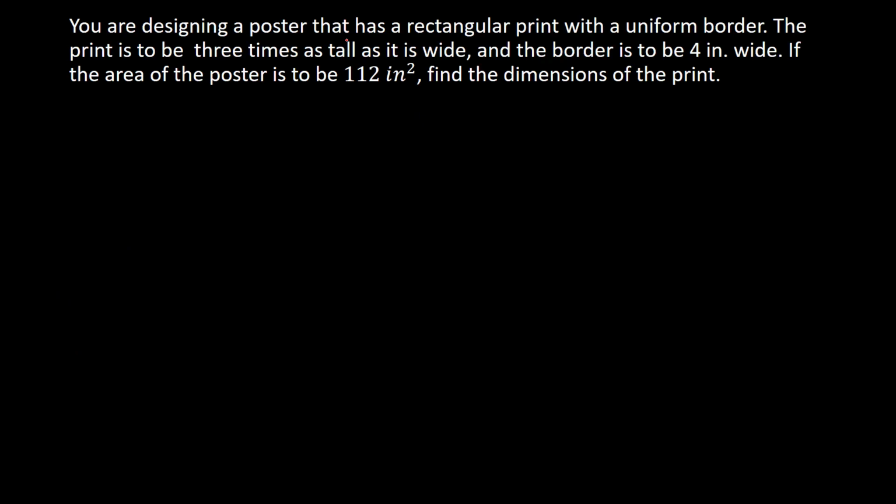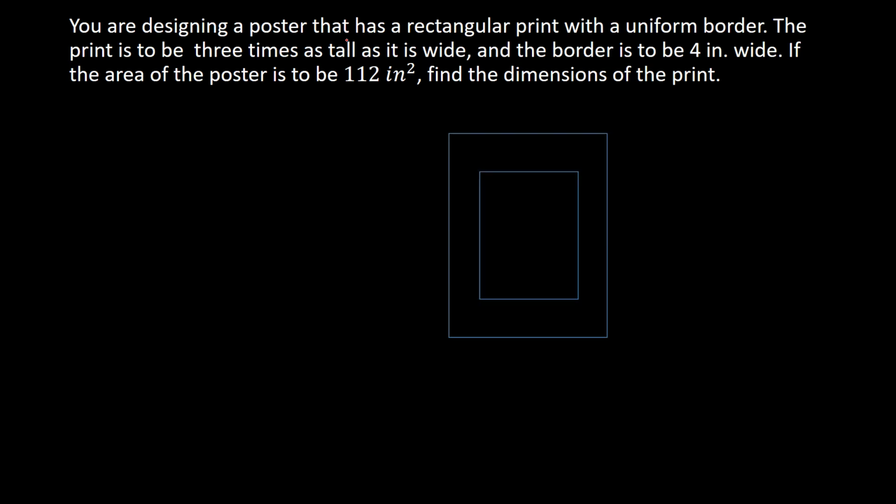Now for the last example. This one involves some geometry, because it says you're designing a poster that has a rectangular print with a uniform border. The print is to be 3 times as tall as it is wide, and the border is to be 4 inches wide. If the area of the poster is to be 112 square inches, find the dimensions of the print. Now when you begin one like this, it's always helpful to draw yourself a picture.